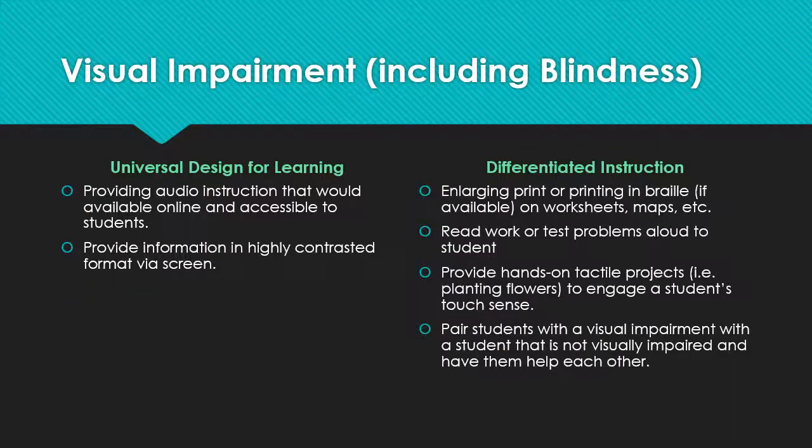So to apply universal design for learning and visual impairment, you can use audio instruction that is available after class for students, and that can help not only visually impaired students, but also students who might need extra time or learn better through audio. Differentiated instruction wise, providing large print materials, making your projects more hands-on and engaging different senses rather than eyesight can help a student feel like they're participating in the same way the other students are.